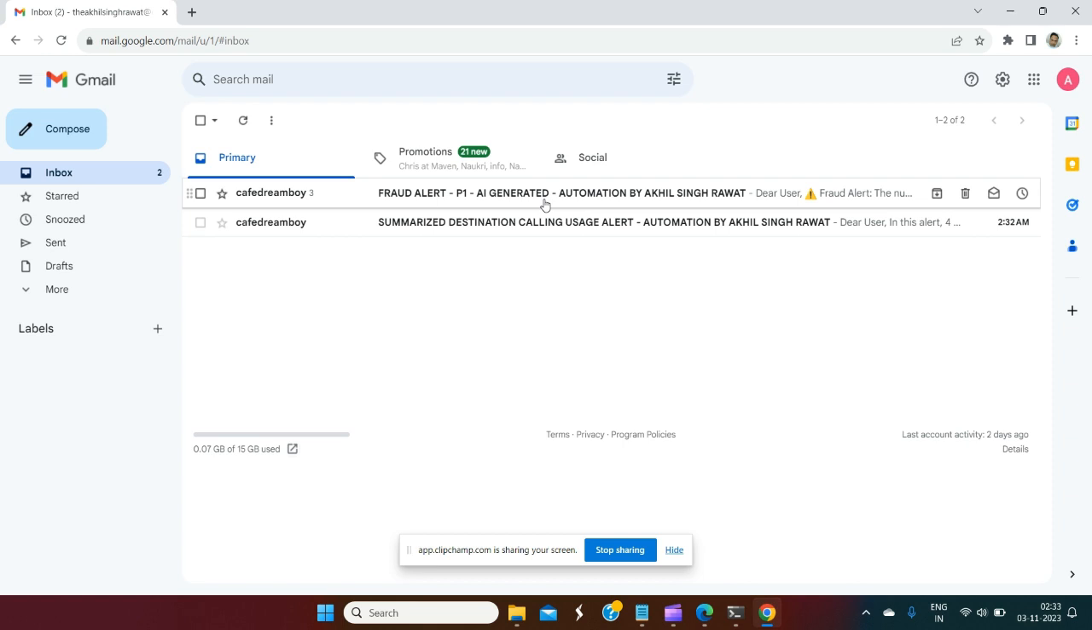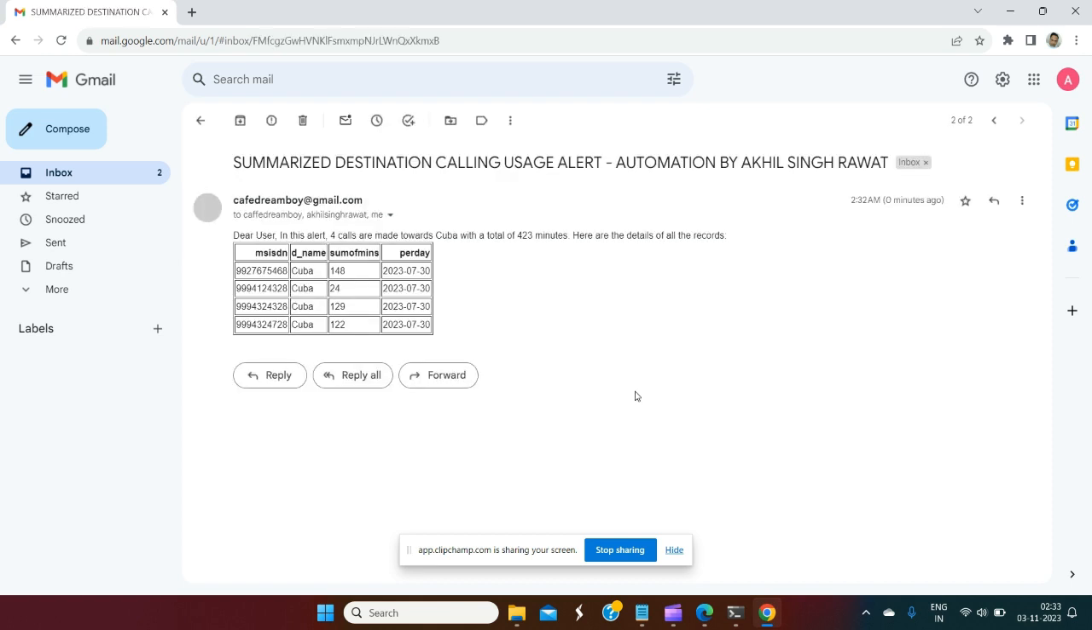These are the scenarios that the AI system has been trained on. Let's check the main alert first. Yes, this is the main alert. I have modified the code in such a way that it generates the analysis, which earlier was not there. Now I will read: dear user, in this alert, four calls are made towards Cuba with a total of 423 minutes. Here are the details of all records. Earlier, only these records were shown at the start of this video. But when the AI system takes over, I train it so that the main alert comes with everything written in it: four calls made, total of 423 minutes. Okay, so this is the main alert.